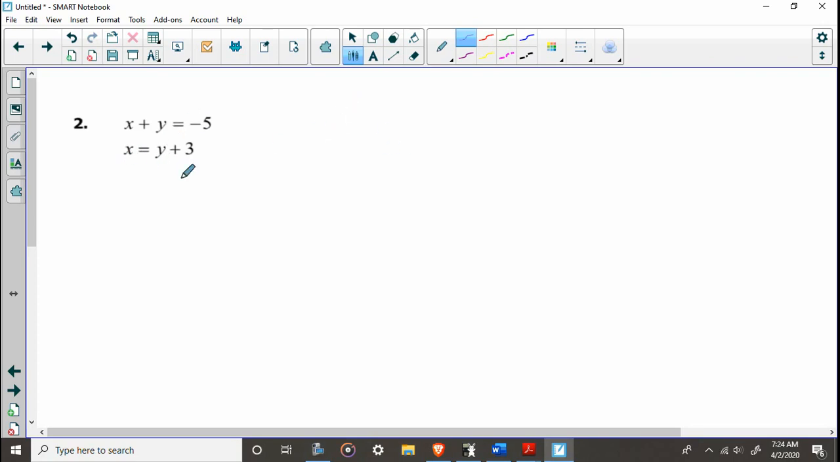Everywhere I've seen x, I'm going to replace it with y plus 3. So I'm going to say y plus 3 plus y is equal to negative 5. All I did was everywhere I saw an x in the first equation, I replaced it with y plus 3. There's nothing to distribute, so we can drop the parentheses. y plus 3 plus y is equal to negative 5.